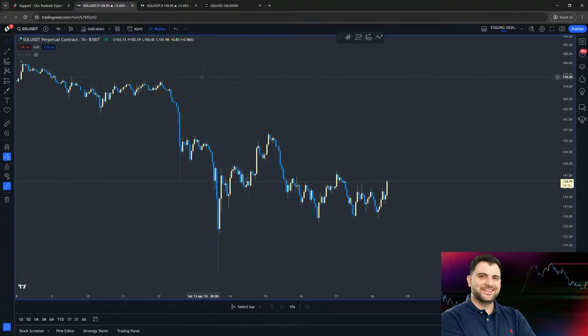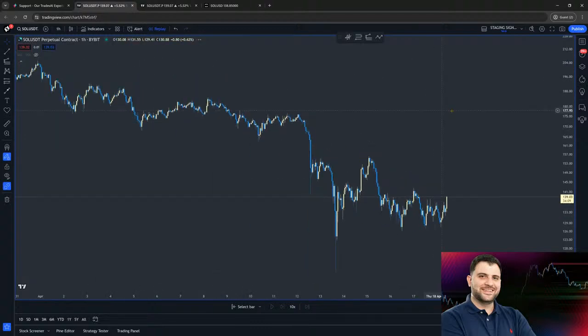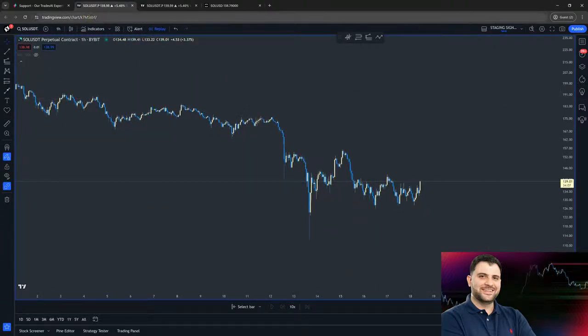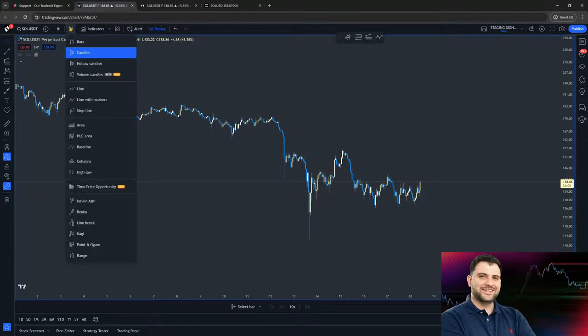Okay. I'm trying to go over everything very quickly just to make sure everyone understands the general terms before I dive into the details and the more advanced stuff in the stream. You can change your candle type from here. TradingView has a lot of different types. By default, we use candles, this type in here.